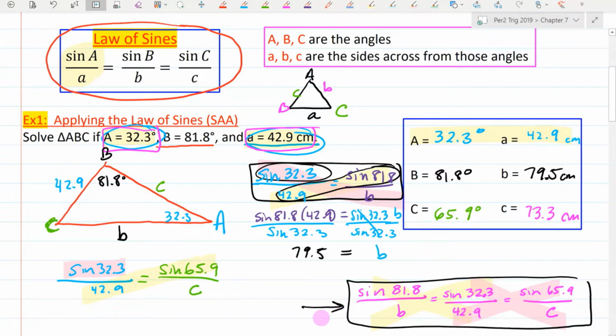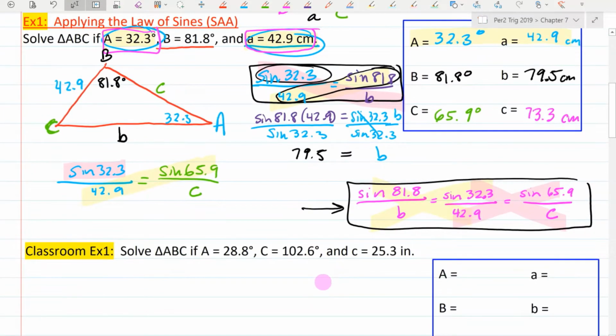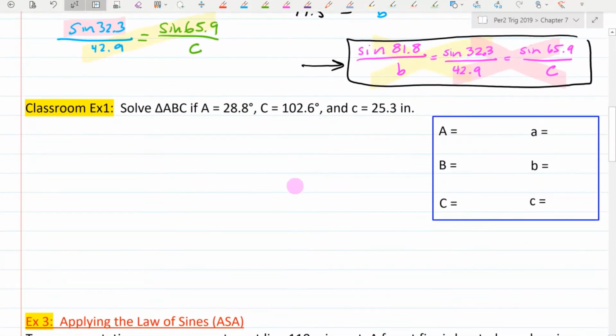Okay? And we're going to round everything to the tens place. You're just going to do everything in your calculator. Don't round in the middle part. Go ahead and try the next problem, please. All right, here we go.